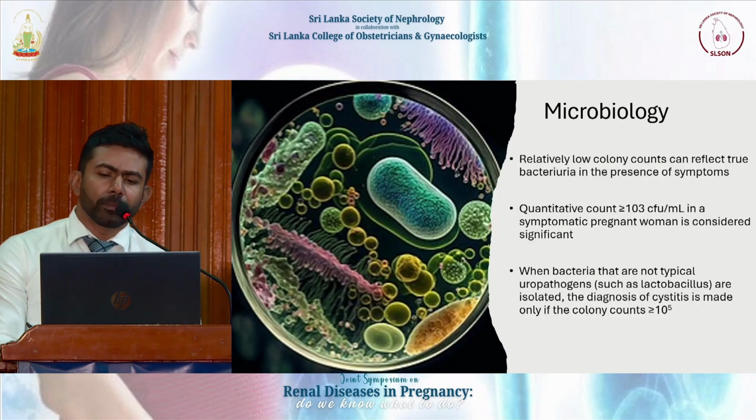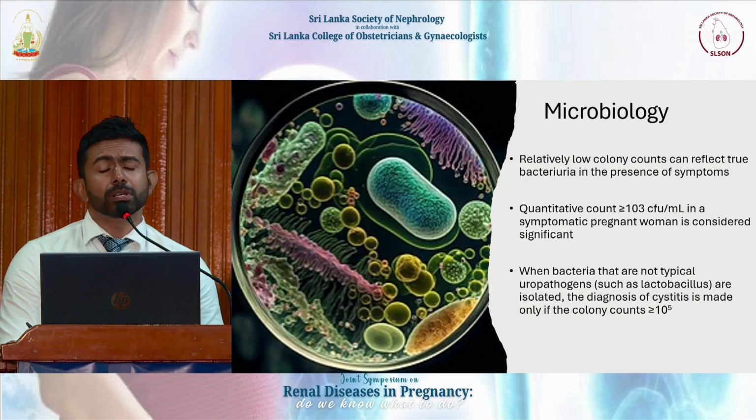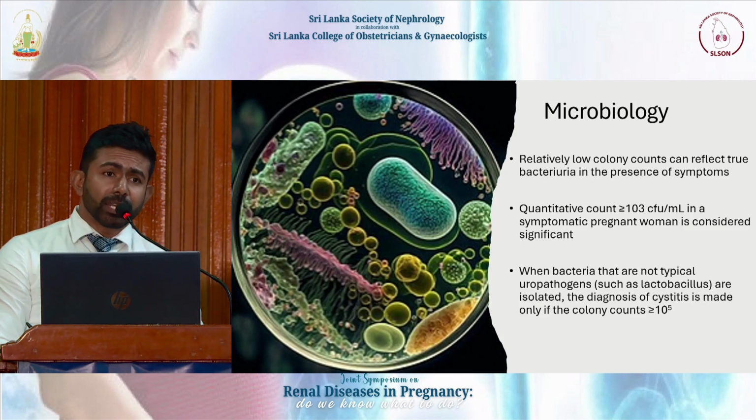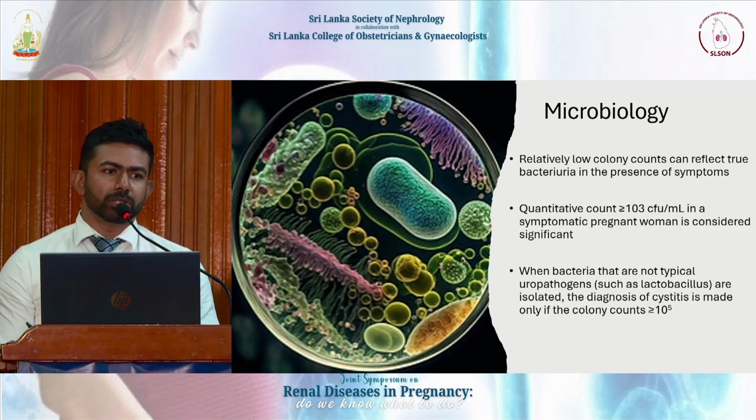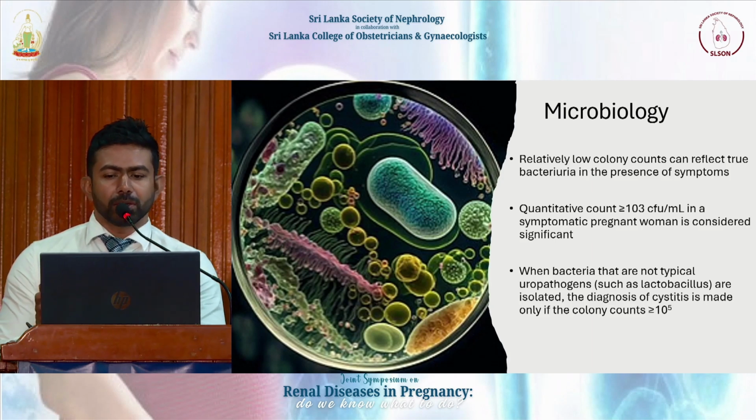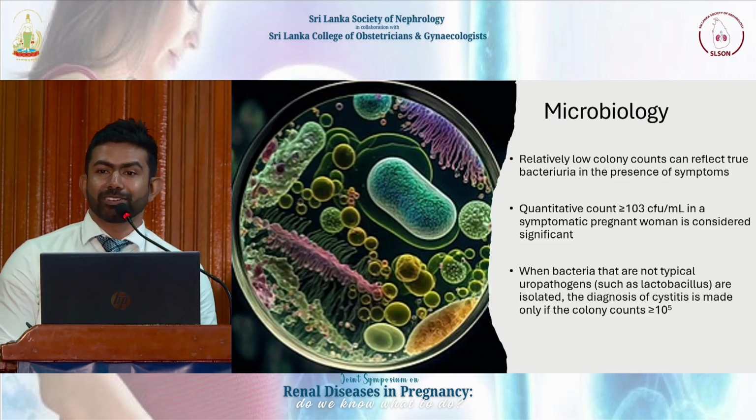Right? So I stated earlier regarding the colony counts. In a catheterized sample, you can diagnose urinary tract infection with a CFU more than 10 to the power 3. But especially in pregnancy, you can have a low colony count. So in pregnancy, you diagnose urinary tract infection even if the midstream sample has more than about 10 to the power 3 colony count. You can diagnose urinary tract infection, especially in the context of symptomatic UTI, right? And that you need to keep in mind.